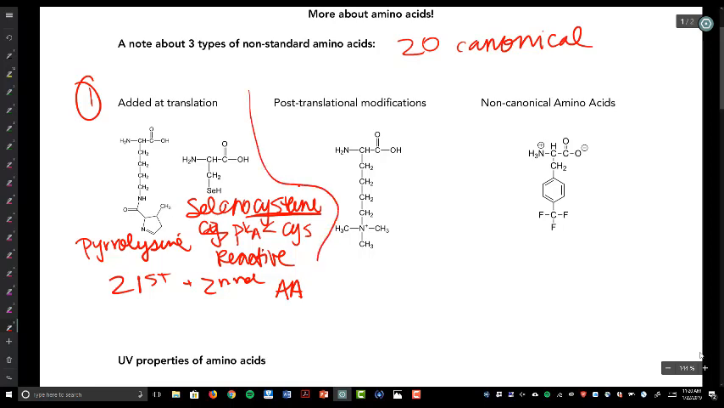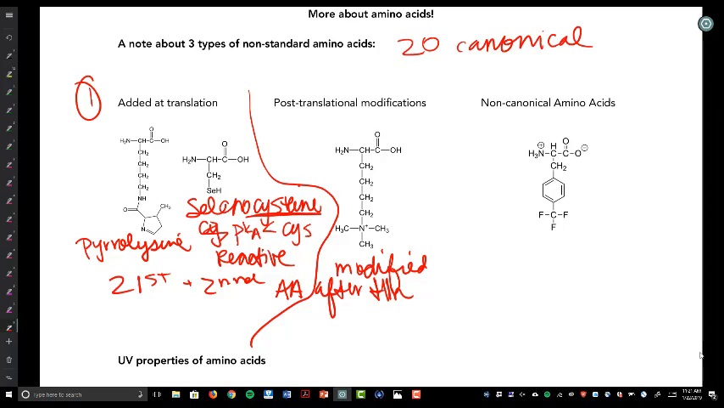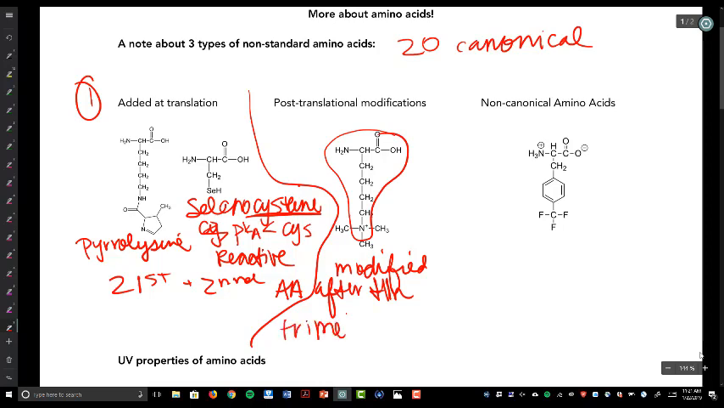The second type of amino acids, and Elena was actually talking about this a little bit when she was talking about lysine being her favorite amino acid, are amino acids that are modified after translation. This is usually for the purpose of some kind of regulation of the protein. If you look, you should recognize that this is lysine, and this is actually trimethyllysine. Lysines are very commonly found in histones, which are the proteins that DNA is wound around.